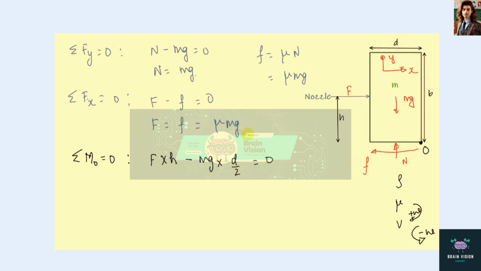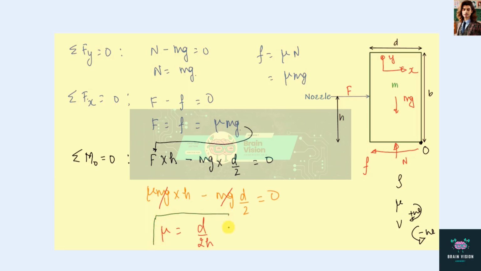Now F we know is mu times mg, so we can plug it here. So it's mu times mg times h minus mg times d over 2, and it equals 0. So from here this mg will cancel out. It's common, you can cancel it out, and we'll get the expression for mu to be d over 2h. So this is the required expression for the coefficient of friction between the block and the surface.